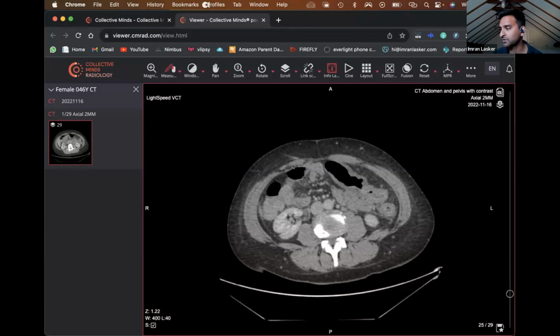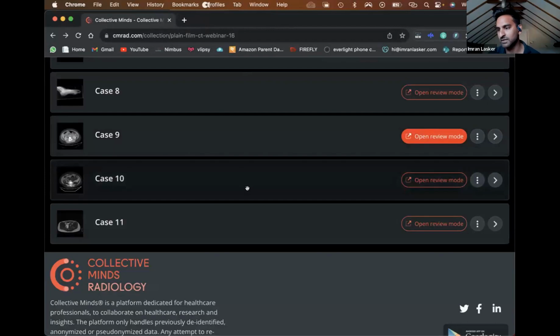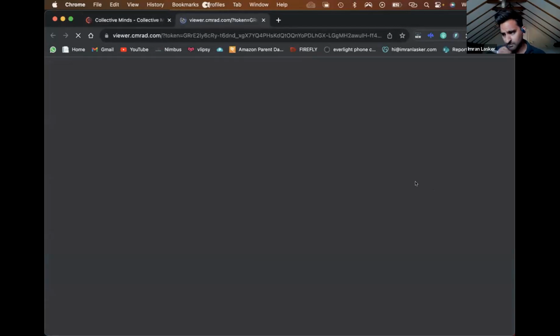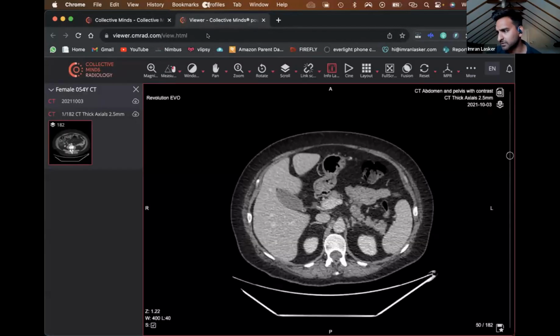I apologize for not having the whole images. When I did check earlier, it was there. Not sure why it's not loading up right now. Right, so let's have a look. A lot of people said small bowel, a few people said small bowel obstruction, a few people said large bowel obstruction and appendicitis. So how do you say appendicitis? Unless you're getting the images I'm not getting.